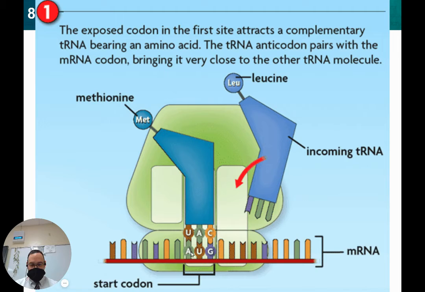So AUG matches with UAC. A goes with U goes with A, G with C. And then every tRNA that's UAC has a MET. All right. So this is in place. The MET's in place. The start's in place.